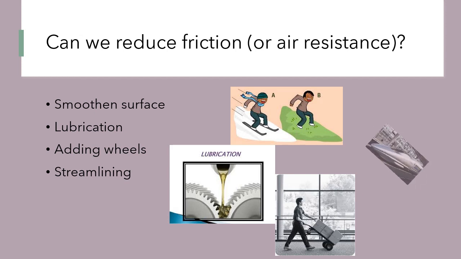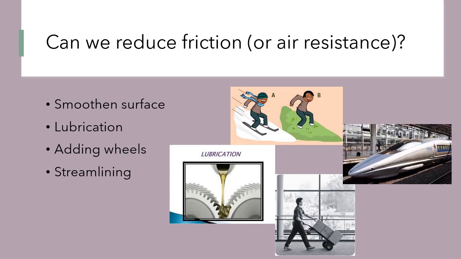And the next one is streamlining. You might notice this picture is a Shinkansen train in Japan. Look at the design. It has a super streamlined design. Why? Because it has the function to reduce the air resistance so that this train can move fast, really fast.